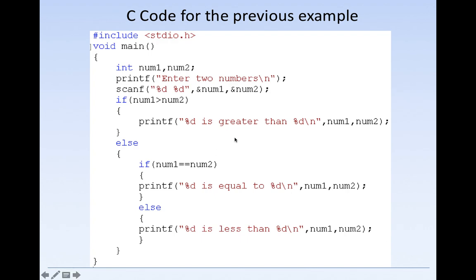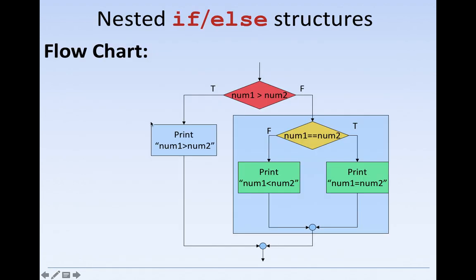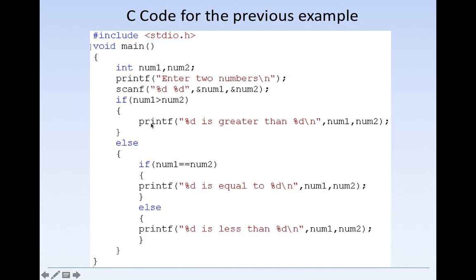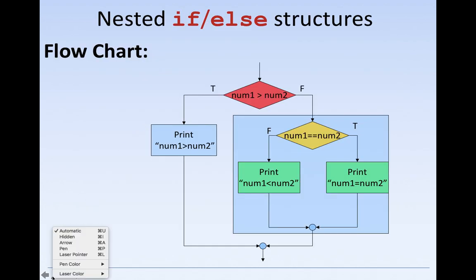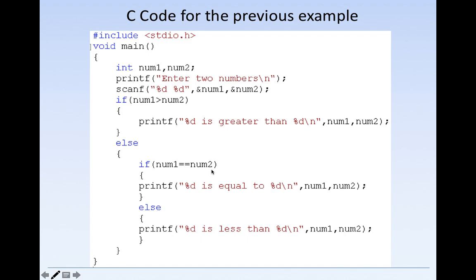And this is its code, not so complicated. If number 1 is greater than number 2, printf number 1 is greater than number 2. So we'll set the body of if finished. The body is put between braces. So the body is like actually the borders of this rectangle. It starts here and that's the body of if.